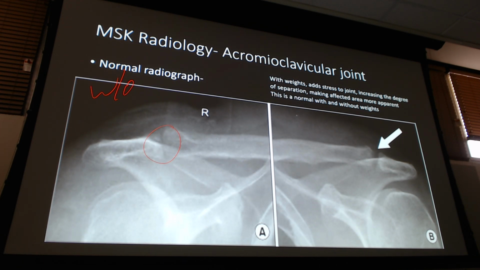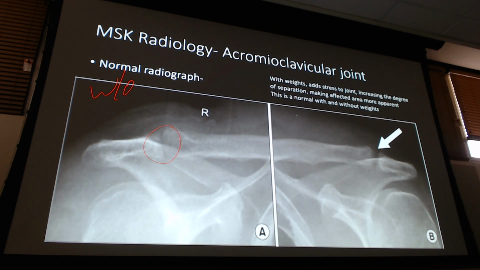Now, what is a weight with an AC joint? What happens is they take the picture with this, and the patient is just standing. Then they hand the patient 5 pound sandbags usually, or 5 pound weights, and you hold them, and then you relax your shoulders and you drop them. And it pulls the shoulders and the arms down, causing a little bit of a larger joint space, to take a look at that joint space and see it open up a little bit. So this is with weights. This is without weights. So look at the difference on the normal.